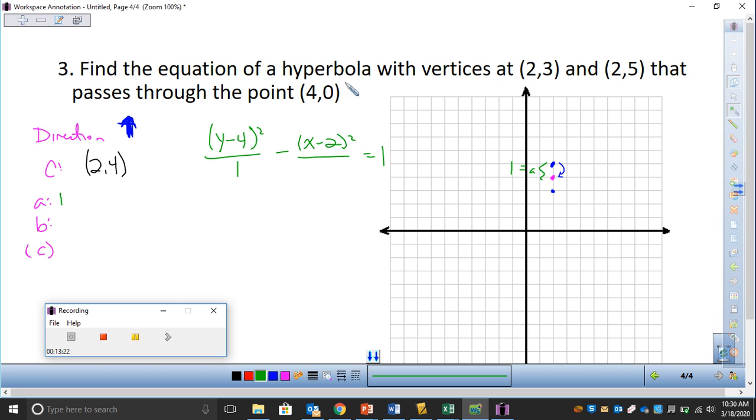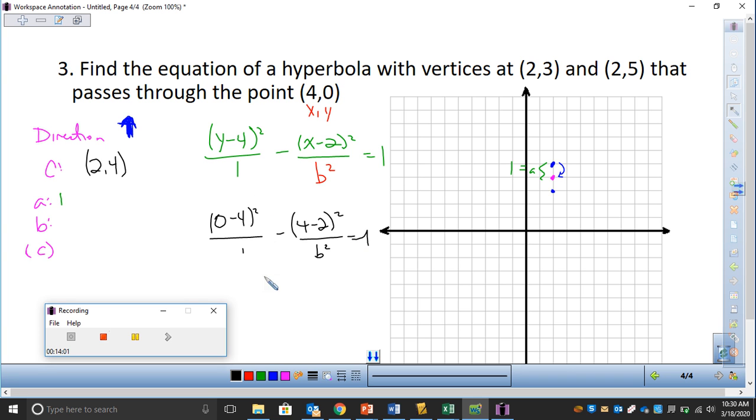If you have an x, y point that's not anything to do with the vertices, co-vertices, etc., you're going to plug that point into the equation. So let's go ahead and put b squared here, because that's what we're looking for. Now I have this (4, 0). Let's plug it in. So 4 for the x, that goes here, 0 for the y, that goes over here. 0 minus 4 squared over 1, minus 4 minus 2 quantity squared over b squared, equals 1.